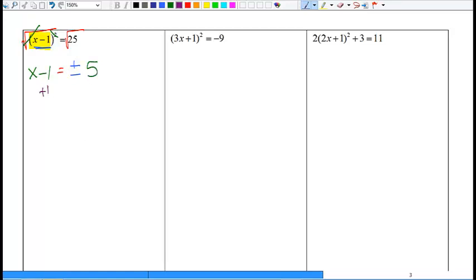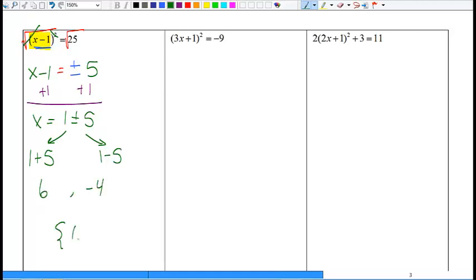To solve this, I'm going to add 1 to both sides, and that gets me x is equal to 1 plus or minus 5. Now, that looks like a fine answer, but I actually have to keep going on this one because 1 and 5 are both whole numbers. I actually know what 1 plus 5 is, and I know what 1 minus 5 is. So I want you to break those two up and add them. So I have 6 and negative 4, and those are my solutions, 6 and negative 4.